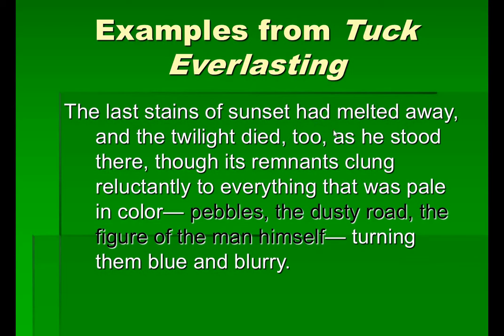The last stains of sunset had melted away, and the twilight died too as he stood there, though its remnants clung reluctantly to everything that was pale in color. Pebbles, the dusty road, the figure of the man himself, turning them blue and blurry. So here we have the dashes. We use the dashes to set it off, just like commas. And we use that because, look, I've got 2 commas here, and if I added 2 more commas, it starts getting really, really confusing. Notice how we also have this word too up here with a comma on either side. It means the same thing. If I take this out, I should still have a sentence.